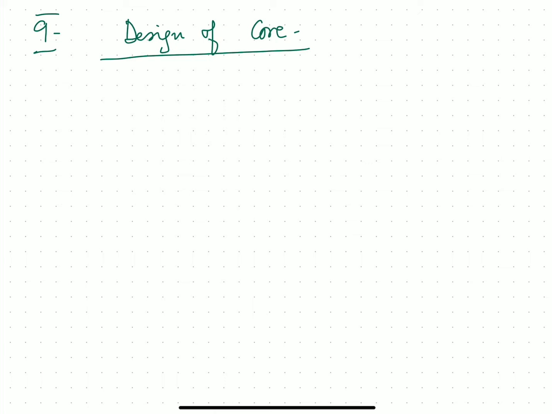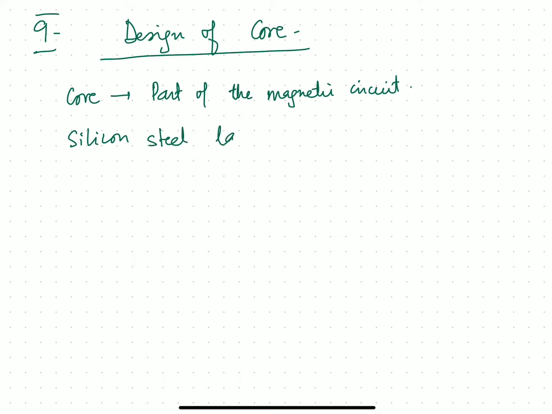So as you know, the core is the part of the magnetic circuit, and it is responsible for the flow of the flux. It is made of silicon steel laminations, and these laminations are about 0.3 to 0.5 mm in thickness, and they are separated by varnish layers. So you apply a layer of varnish in between two successive layers.